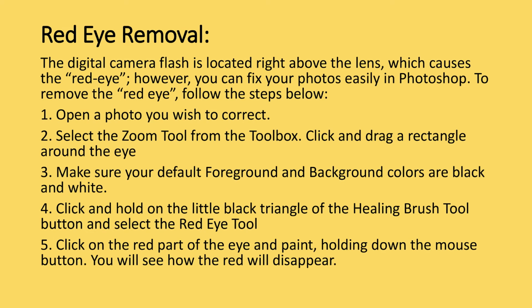Open a photo you wish to correct. Select the zoom tool from the toolbar. Click and drag a rectangle around the eye. Make sure your default foreground and background colors are black and white. Click and hold on the little black triangle of the healing brush tool button and select the red eye tool. Click on the red part of the eye and paint.